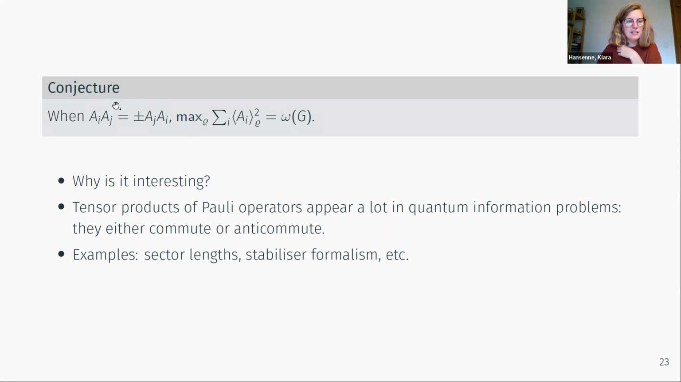So why are we actually interested in this particular case where they either commute or anti-commute? Well, it is exactly because tensor products of Pauli operators appear a lot in quantum information problems. And those operators either commute or anti-commute. And they appear a lot, for instance, in sector length, so that's just what I mentioned before, but also in stabilizer formalism and in many other cases. So this is a situation where they all either commute or anti-commute, where it would be very interesting to have a tight bound.